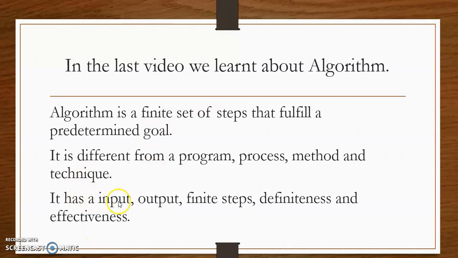Now the algorithm has an input, an output, and a finite number of steps. It is definite, that means there is no ambiguity in what it is doing, all the steps are very clear. It is effective, achieving what it has been designed for, and it uses the resources of the computer in an efficient manner.